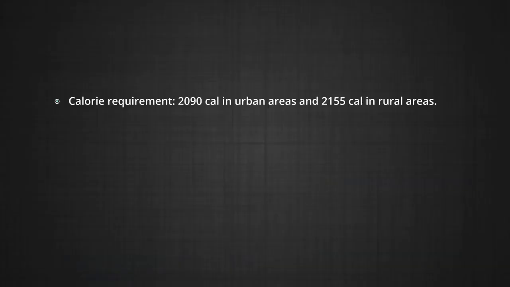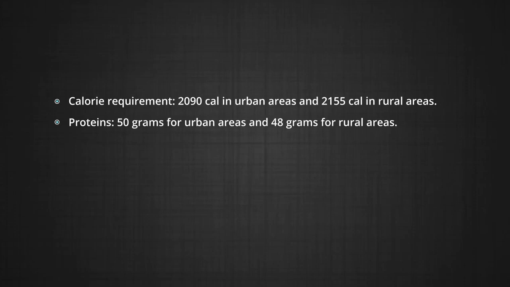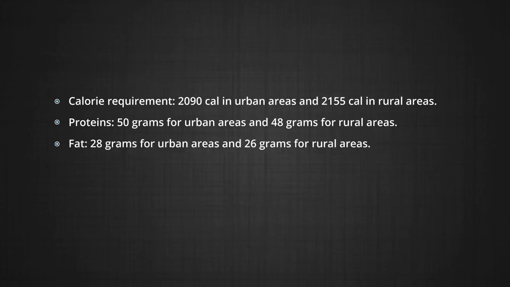The Rangarajan committee also took into consideration the average requirements of calories, proteins and fats based on the ICMR norms, which are given below. That is, calorie requirement 2090 kcal in urban areas and 2155 kcal in rural areas. Proteins 50 grams for urban areas and 48 grams for rural areas. Fats 28 grams for urban areas and 26 grams for rural areas.